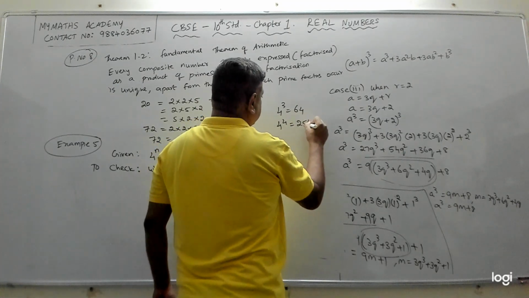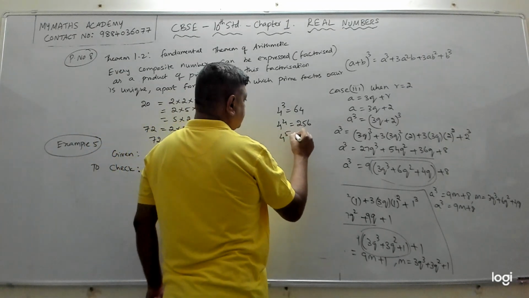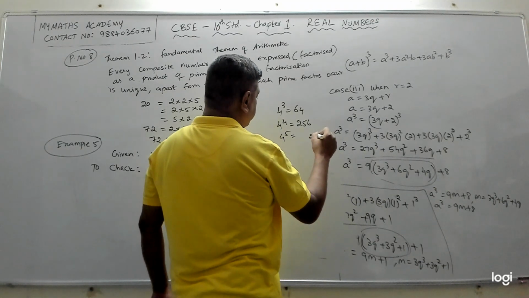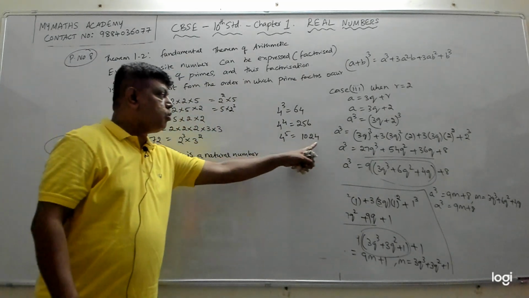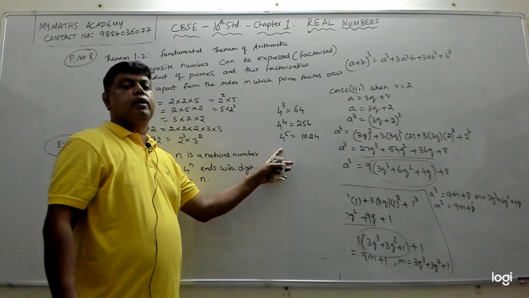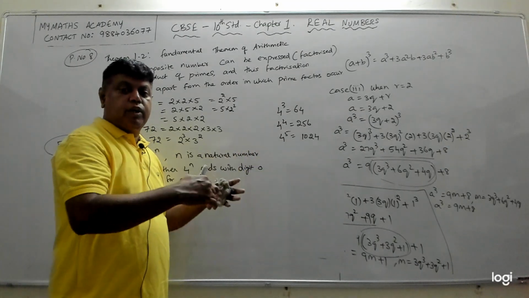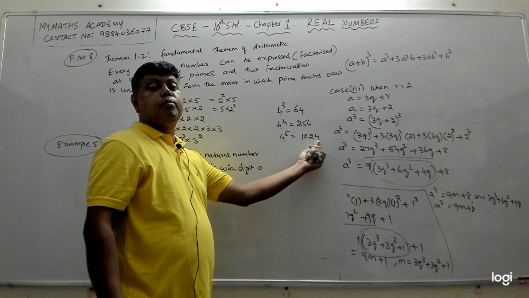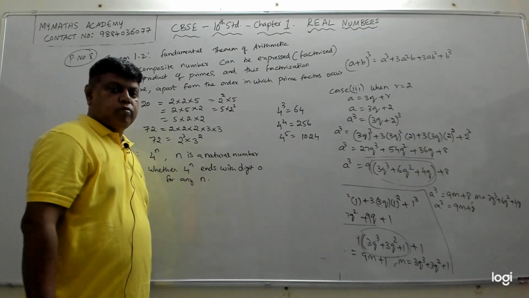4 power 4 is 256. Does it end with 0? No. So if I try 4 power 5, 4 times 4 is 16... 1024. Does it end with 0? No. So if we keep on trying, will there be any 4 power n, 4 power 6, 7, 8, 9 or 10, where the last digit will be 0? That's the question. Actually, it is not possible, which we are going to prove.